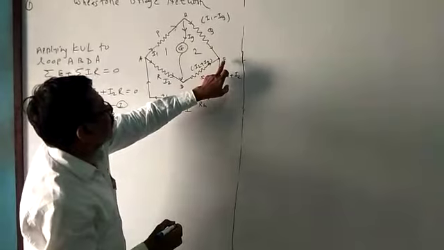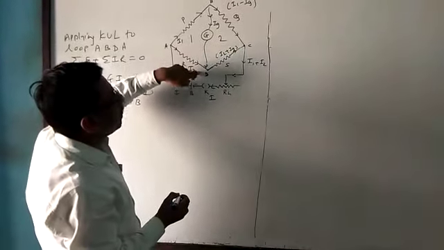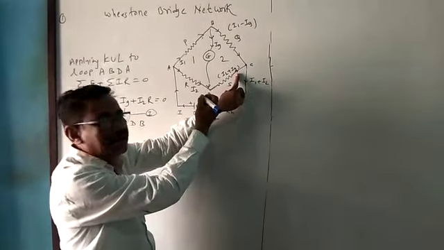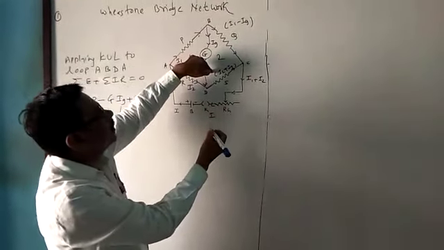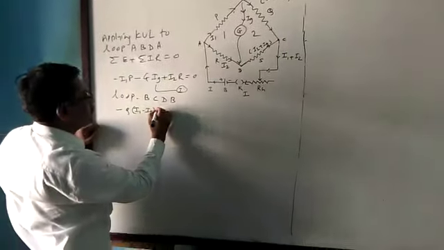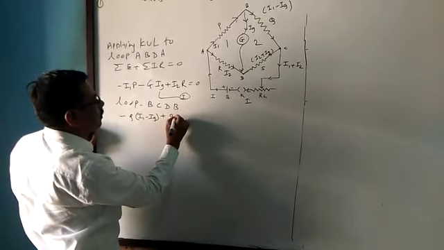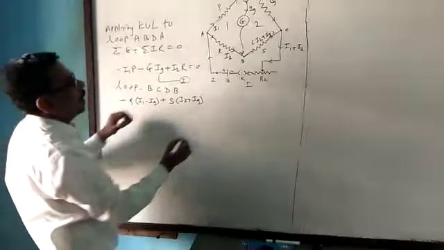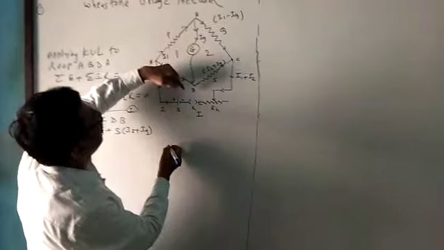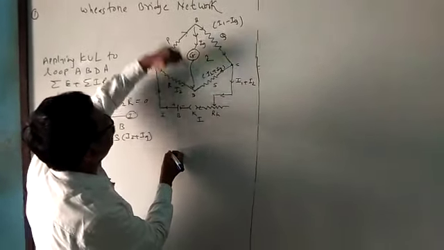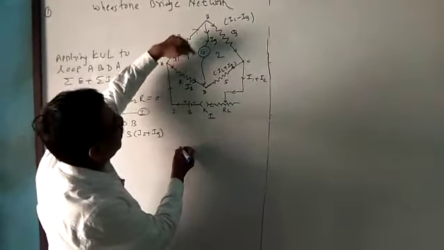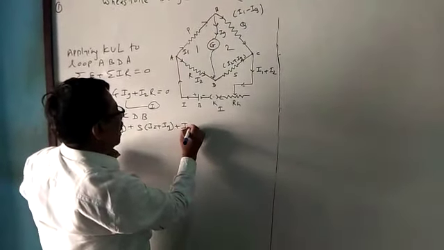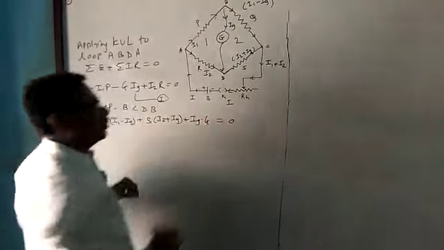Again, the current flows from C to D in the opposite sense of the circuit, hence that potential difference is taken as positive, plus S into I2 plus IG. Again, tracing the circuit from D to B, the current flows in the opposite direction, hence that potential difference is also positive, plus IG into G is equal to 0.